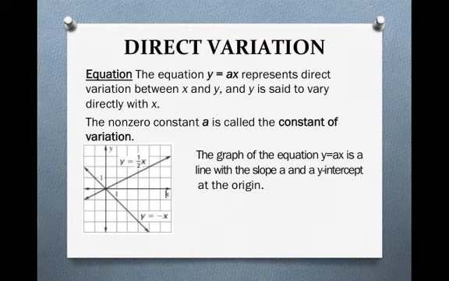Alright, 2.5 is about direct variation. It's a special type of linear function. The equation y equals ax represents direct variation between x and y. Y is said to vary directly with x. The non-zero constant a is called the constant of variation. The graph of y equals a times x is a line with the slope a and a y-intercept at the origin. So your slope is a and your y-intercept is at 0, 0.